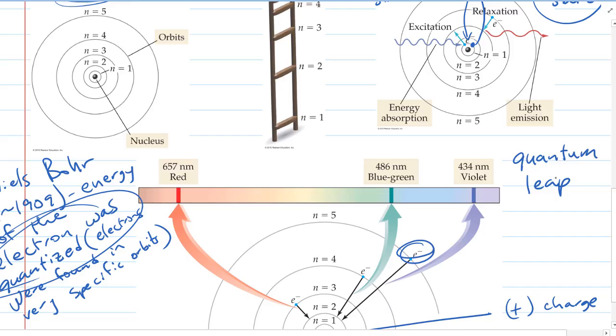How many have heard of quantum leaps before? And where have you heard it usually used? Sci-fi movies, exactly. And when they use it in sci-fi movies, what does it usually refer to? What happens when you do a quantum leap? You travel through space and time.